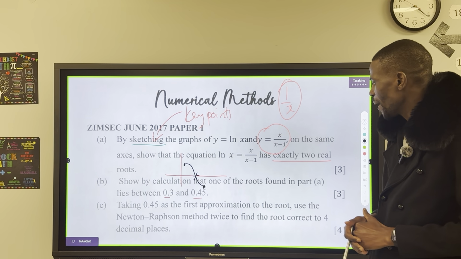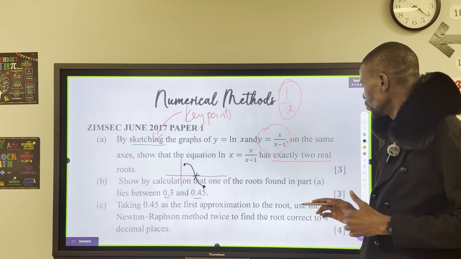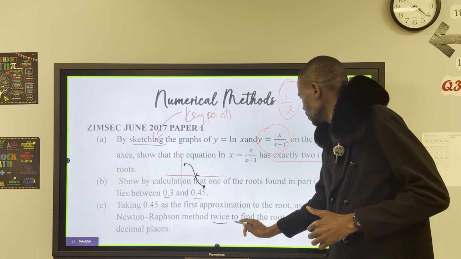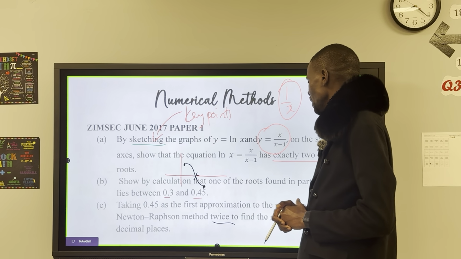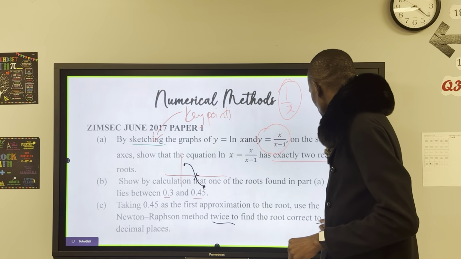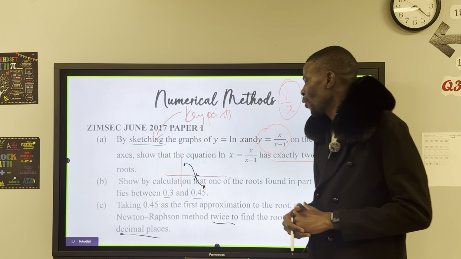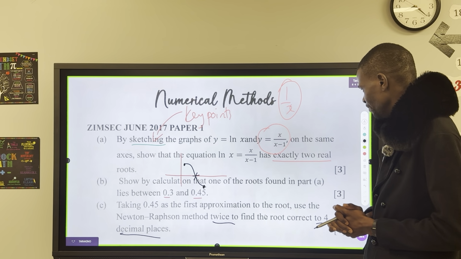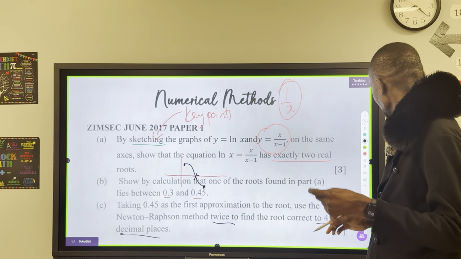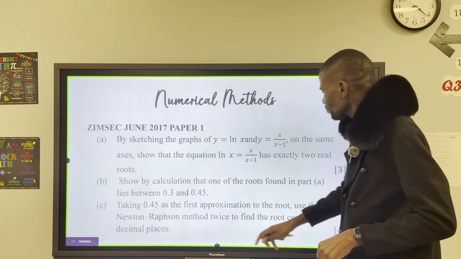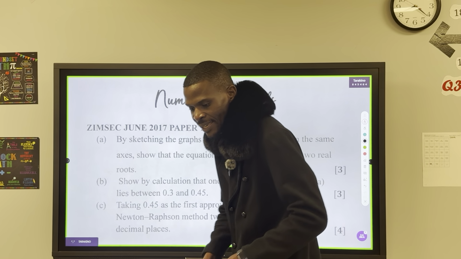Right. Then on part C, we are just going to use the Newton-Raphson method twice. It means we are going to use it 2 times, and that's it. Whatever the answer we have, we are supposed to estimate it to 4 decimal places. Okay. So with that being said, guys, let's go ahead and get started. All right. So we need our whiteboard here.